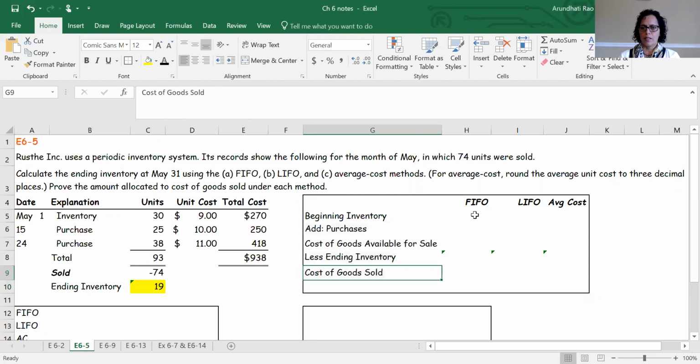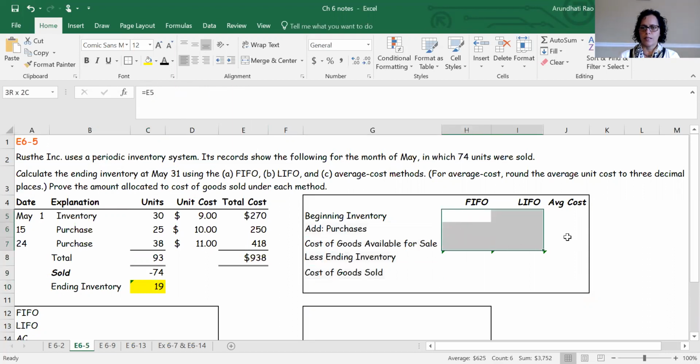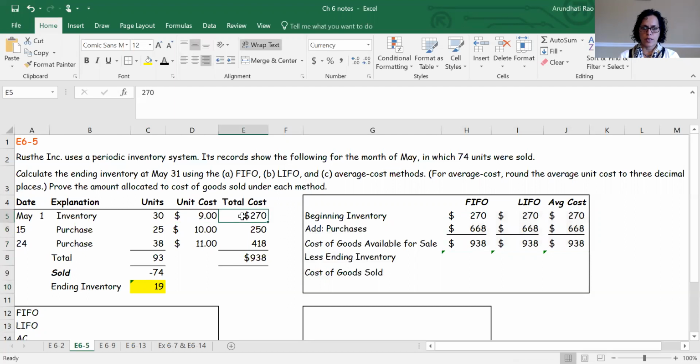In all three methods, what's going to stay the same is the first three lines over here. These were payments made to vendors. It doesn't matter which method I use internally, those are going to stay the same. So beginning inventory is 30 times 9 is 270. It stays the same in all three methods. And the two purchases that I made, 250 and 419, add up to 668, and that stays the same. So cost of goods available for sale is the same in all three methods.